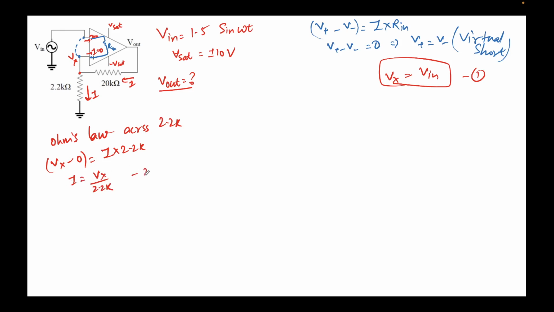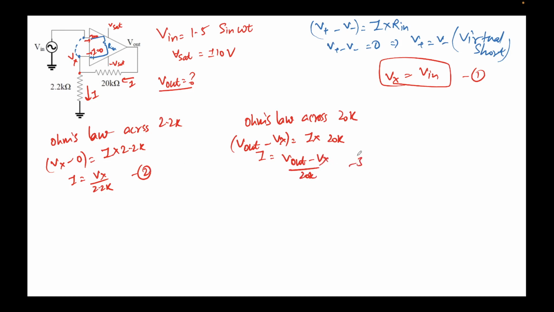Let's call this expression 2. I'll also write Ohm's law across the 20 kilo ohm resistor. So Ohm's law across 20k: we write the voltage drop, that is V out minus Vx, is equal to the current flowing through this, I, times the resistor, which is 20k. So I get the value of I equal to V out minus Vx over 20k.